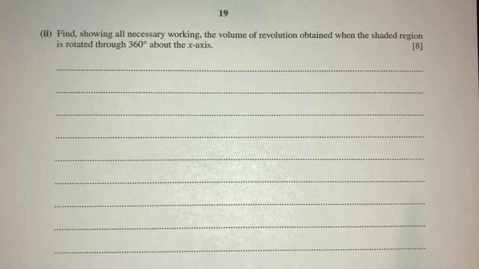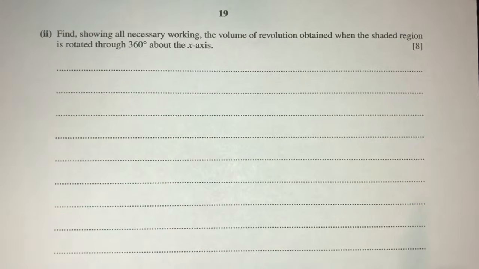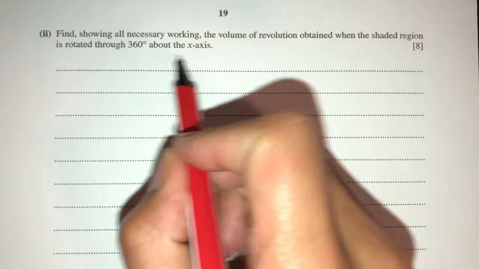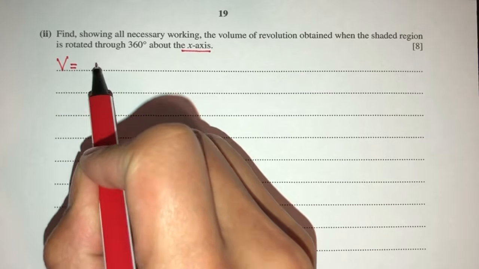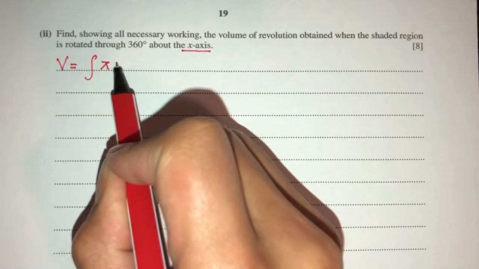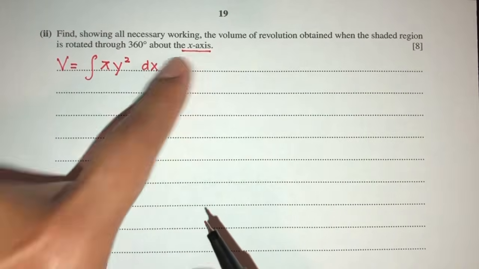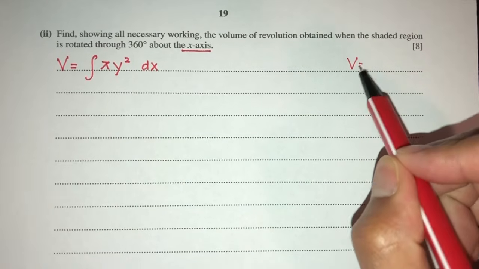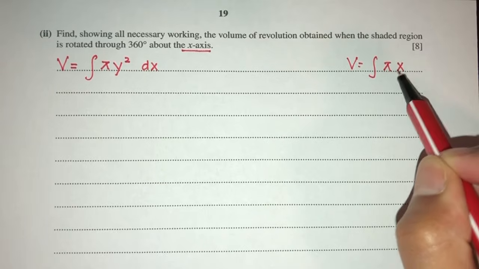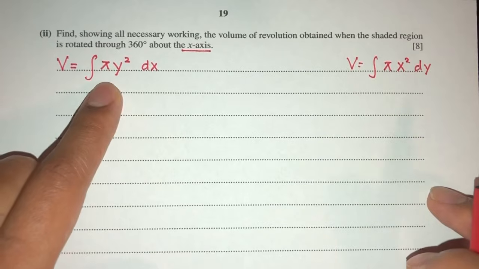Okay, so now moving on to part B, we have to find the volume of revolution obtained when the region is rotated 360 degrees about the x-axis. So you have to know that whenever you see about the x-axis, we have to use the formula V, which is the volume, is equal to the integration of pi times y squared dx. This is for the x-axis. Now as a side note, if it was about the y-axis, you will use the formula pi times x squared dy. This is about the y-axis. So for now we have to use this one.